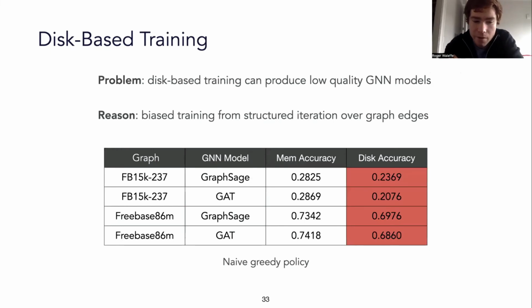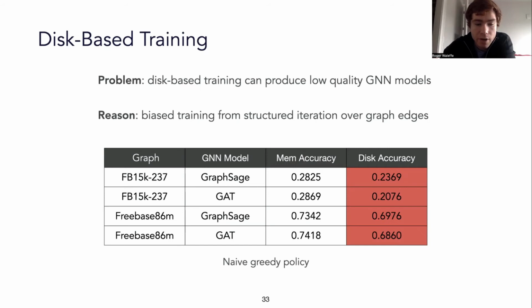The problem with this setup, however, is that our initial attempts to develop replacement policies for moving partitions between disk and CPU memory led to low accuracy models. For example, a greedy policy for fast training, which tries to iterate over graph edges stored on disk by swapping partitions one at a time in such a way that the new partition brought into memory allows for processing the most previously unseen edges, produces the results in this table. With the GraphSage and GraphAttention graph neural networks on the Freebase15k-237 and Freebase86M graph datasets, disk-based training results in significantly lower model quality when compared to training with the full graph in memory.